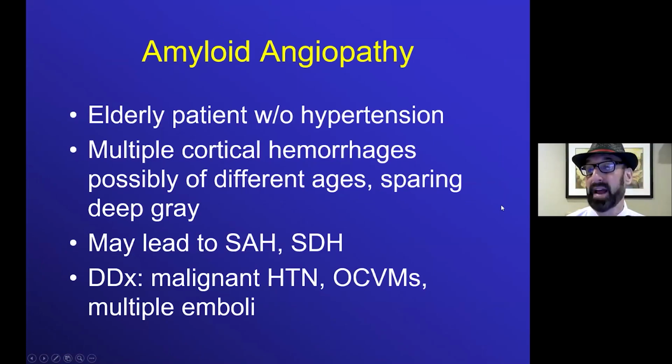Another large vessel entity that I should mention is amyloid angiopathy. Again, not necessarily a vasculitis. This is usually seen in older patients. I won't say elderly. I'm not sure what that is anymore since I'm now Medicare eligible.